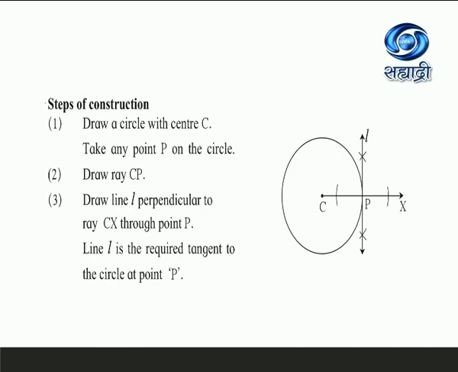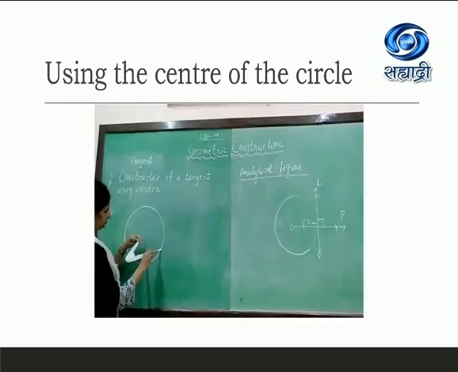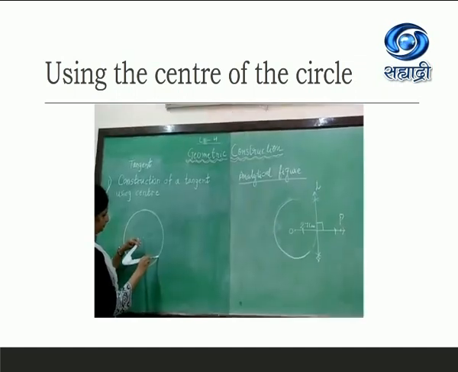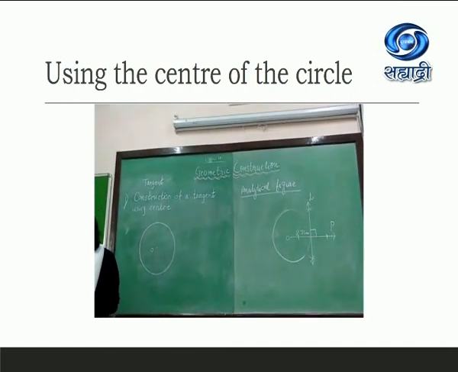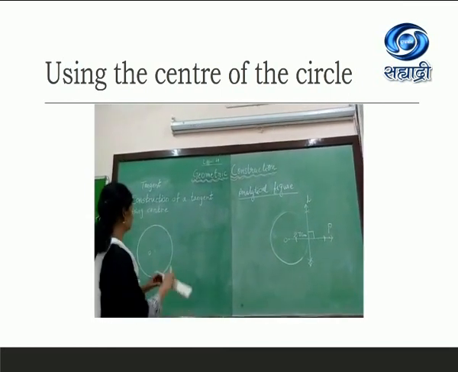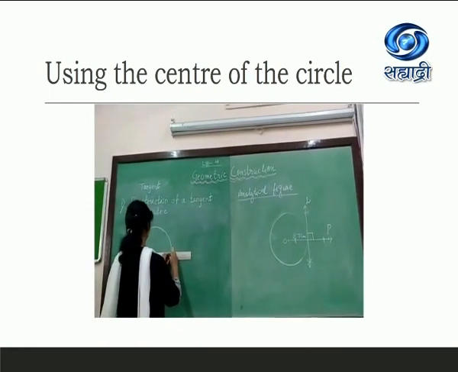Now steps are: draw a circle with center C, take any point P on the circle, draw a ray CP, and then we are supposed to construct line L perpendicular to ray CX passing through point P, and then L will be the required tangent to the circle at point P. This is the analytical figure, and here you can see how we can do it on the board, and simultaneously you can start working on it in your classwork. The construction of a tangent using the center.